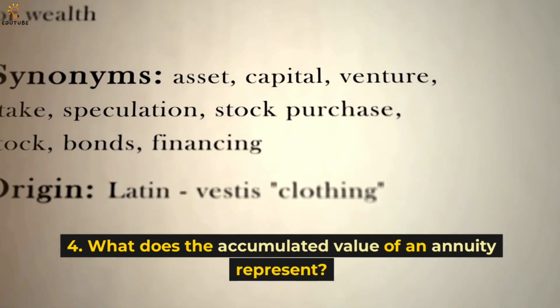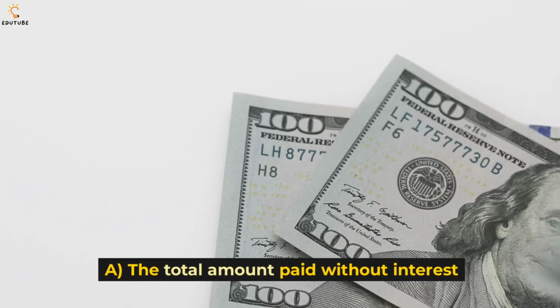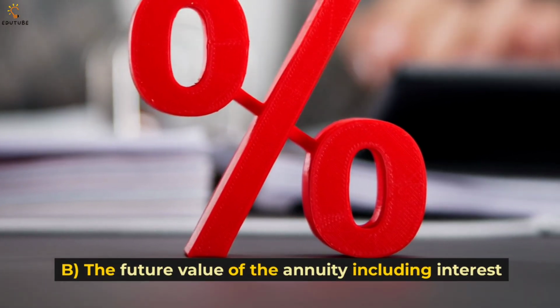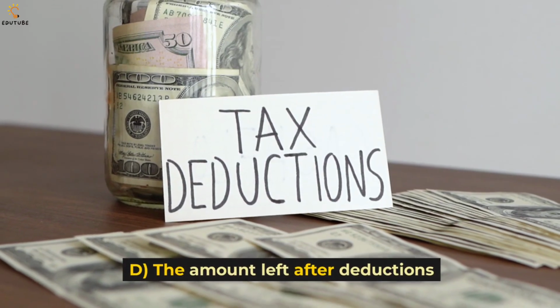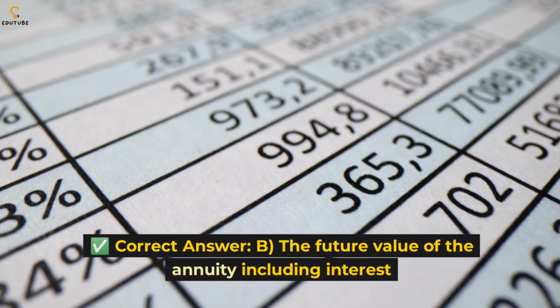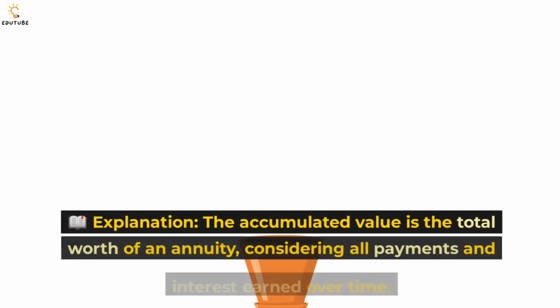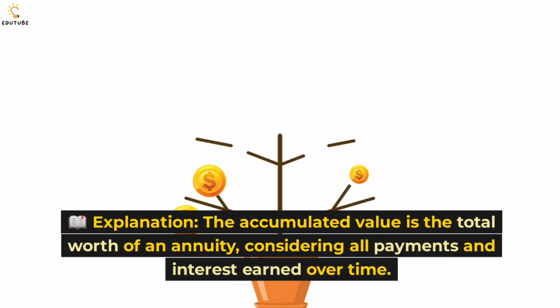Accumulated value. 4. What does the accumulated value of an annuity represent? A. The total amount paid without interest. B. The future value of the annuity including interest. C. The present value of the annuity. D. The amount left after deductions. Correct answer: B. Explanation: The accumulated value is the total worth of an annuity, considering all payments and interest earned over time.